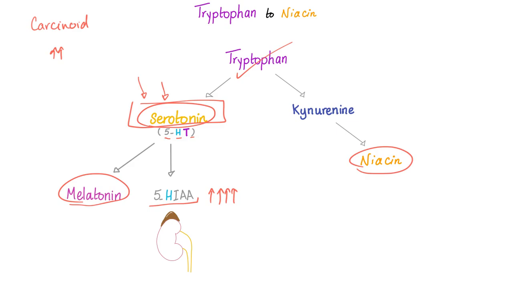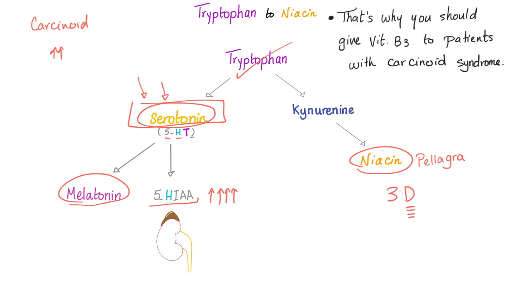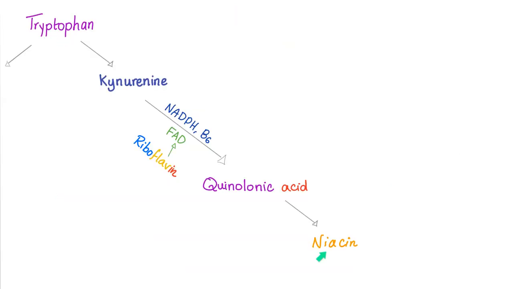And when you have niacin deficiency, you get what? Pellagra, the syndrome of 3D: diarrhea, dermatitis, dementia, and even the 4th D. I don't want to utter it. It's death.